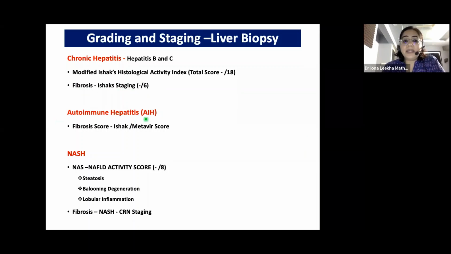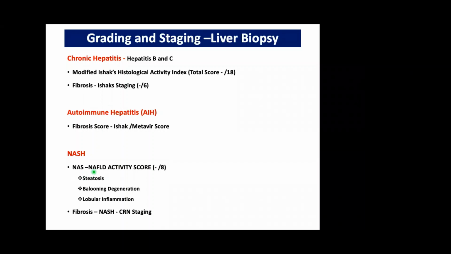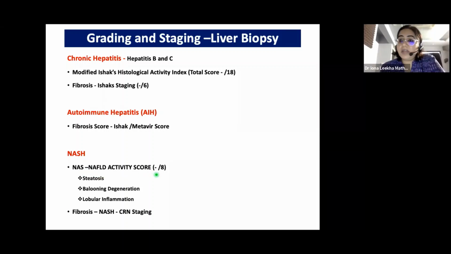For autoimmune hepatitis, we give a fibrosis score. We can use either Ishak or Metavir score, and whichever score we are giving, we have to specify which score we have used. In NASH, this activity score is given out of 8 based on steatosis, ballooning degeneration, and lobular inflammation. And the fibrosis, we follow NASH CRN staging. You can look up the Ishak and Metavir and all later on.